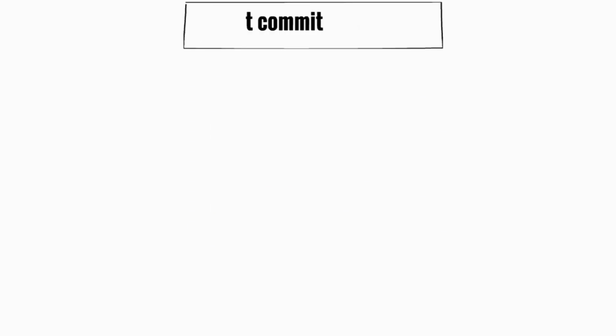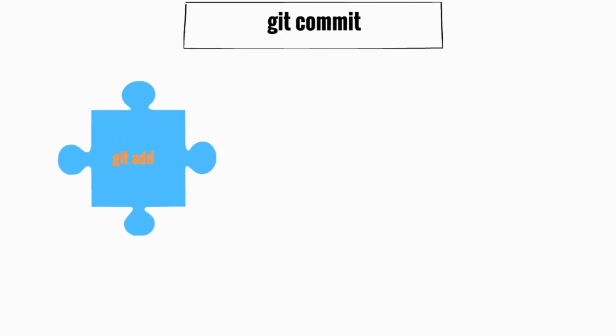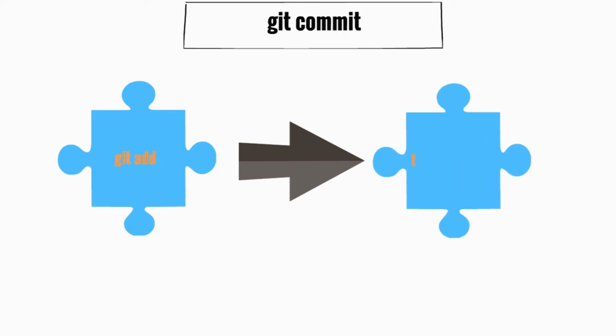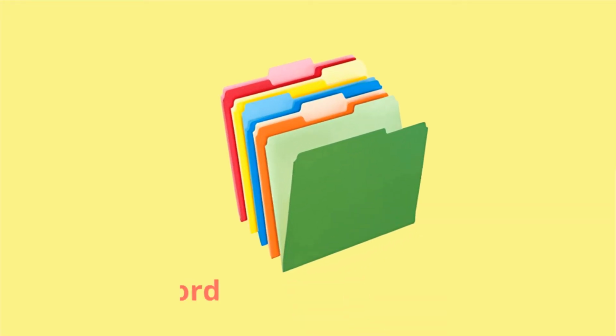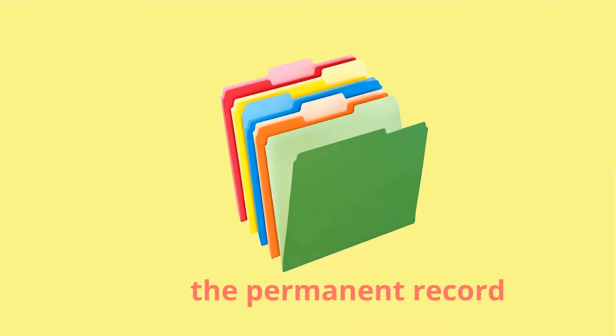Number 8. Git Commit. The Git Commit command is run after the Git Add command. In our Git Add example, we had added the files for tracking, but we hadn't committed it to the Git repository. Tracking stays local until a commit is made. When you commit the changes, they become part of the permanent record.